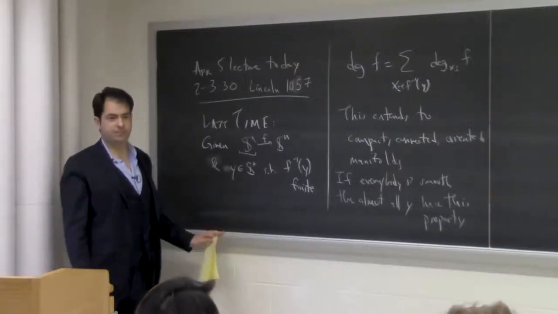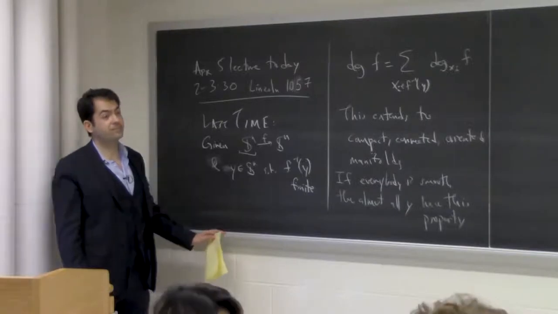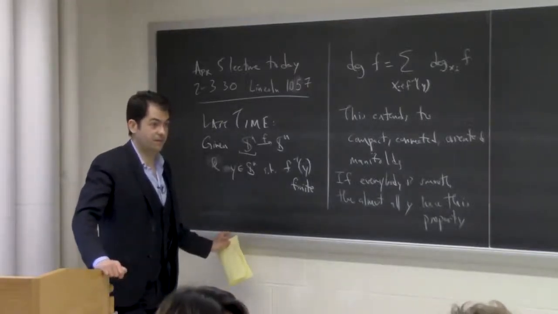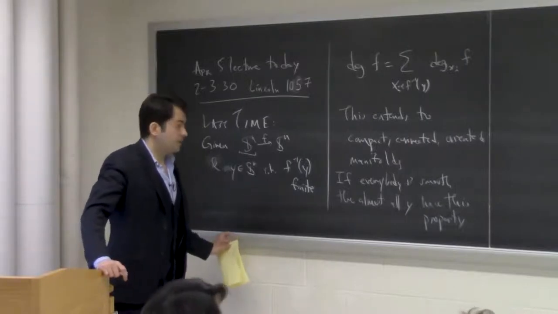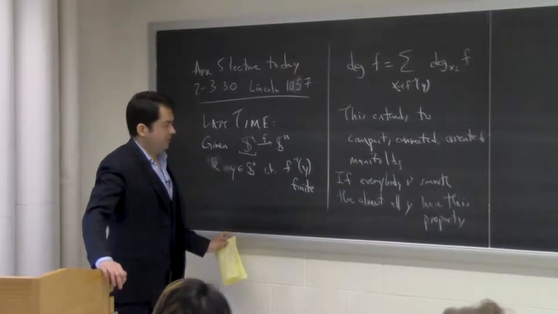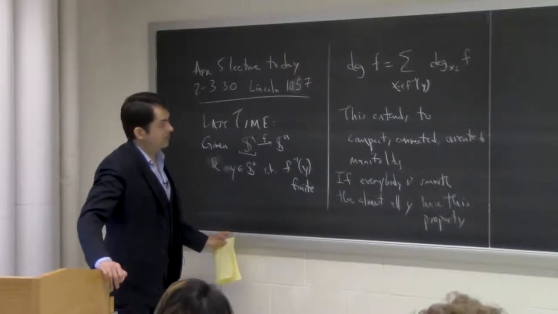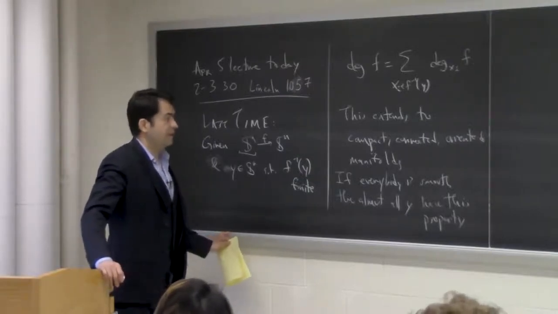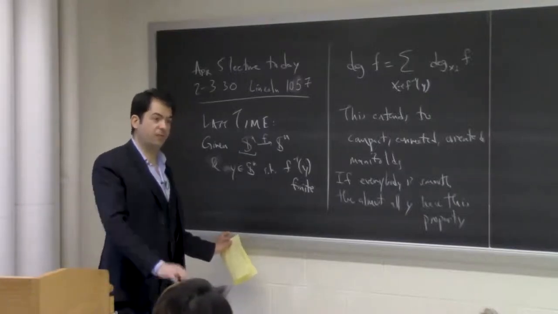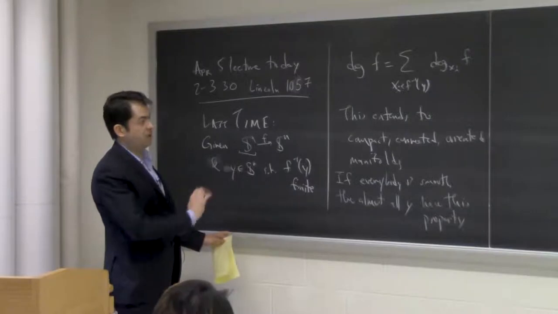Right? Yes? When you say this extends, you mean this property extends if we don't have a map between the sphere and the sphere? If we have a map between compact connected oriented manifolds? That's correct. Okay. Yeah, so yes, so we saw last time, I claimed last time, that if you have compact connected oriented manifolds, then the top homology group is just the integers. Right? And so it makes sense to talk about the degree.